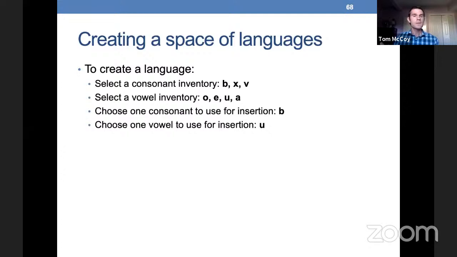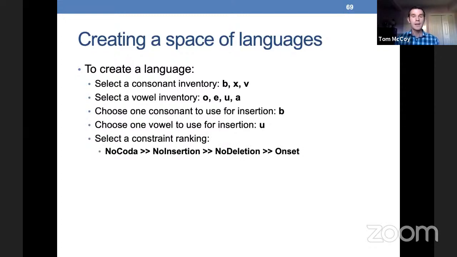Next, recall that sometimes when you're mapping the input to the output, you need to insert sounds. So for this language, we also need to choose which consonant will be inserted when we need to insert a consonant, and which vowel will be inserted when we need to insert a vowel. And finally, we need to choose a ranking for our 4 constraints. So the set of constraints that we use is always the same across languages, but the ranking needs to be chosen separately for each language. This is how we define one single language, and now our space of languages is simply the set of all languages that could be generated in this way.